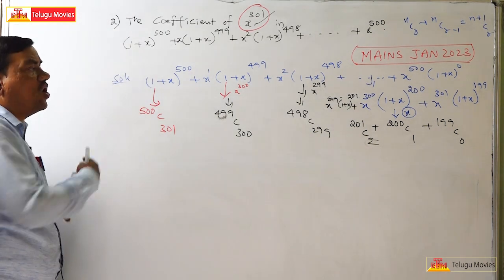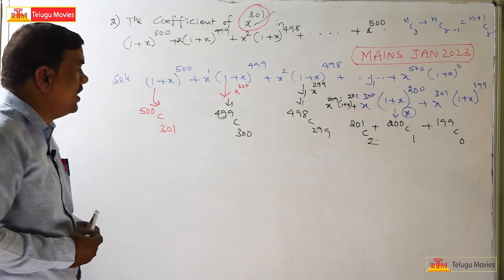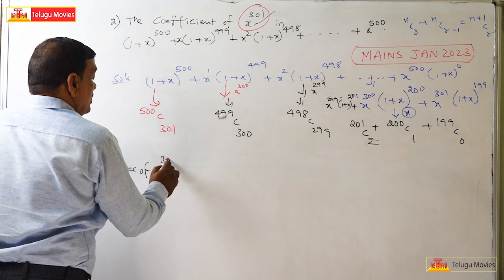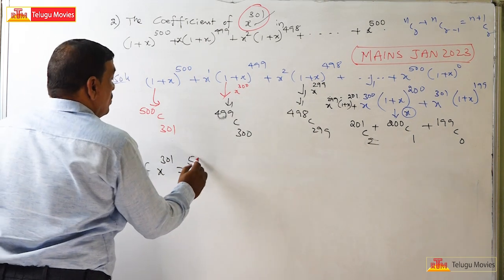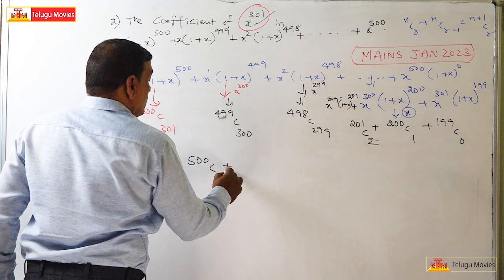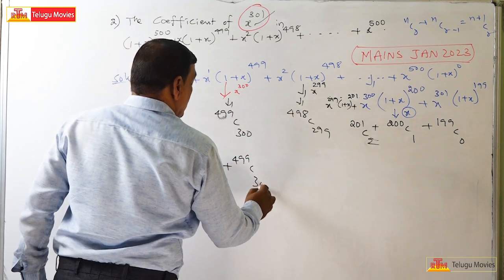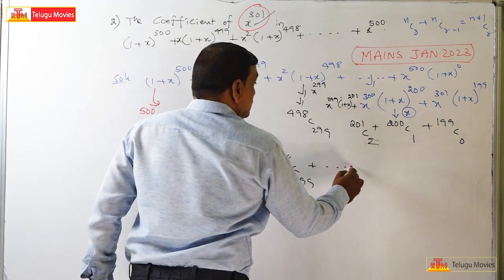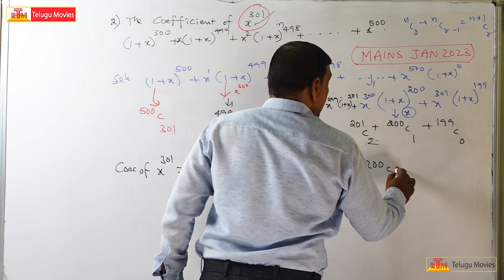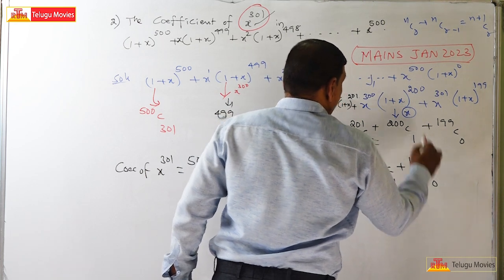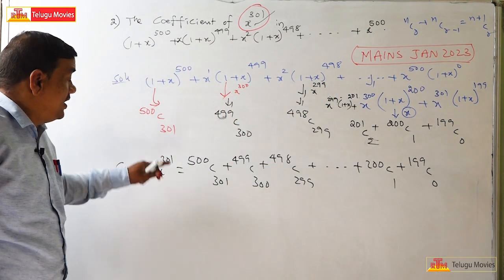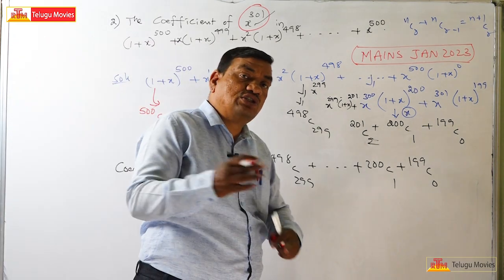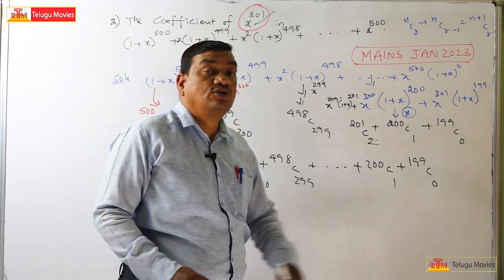So let us add all these terms, so that we will get the coefficient of x to the power of 301. This is equal to 500C301 + 499C300 + 498C299 + so on, last terms 200C1 + 199C0. See here, nCr: the n values are different, and the r values are also different.